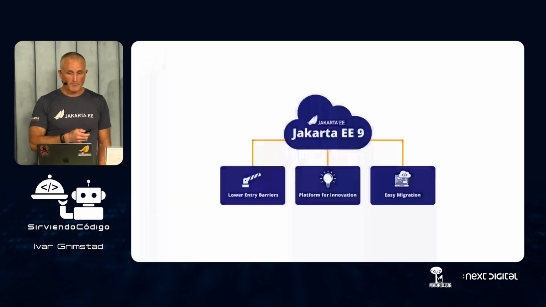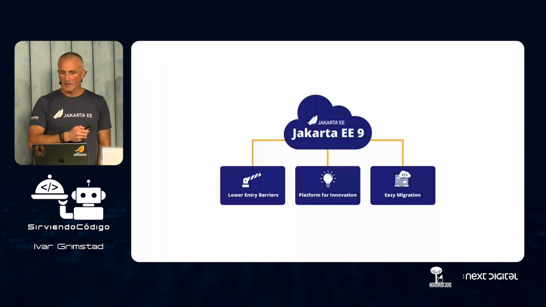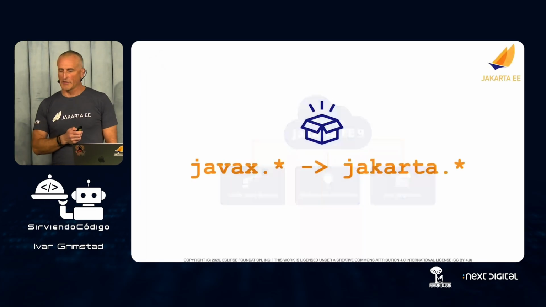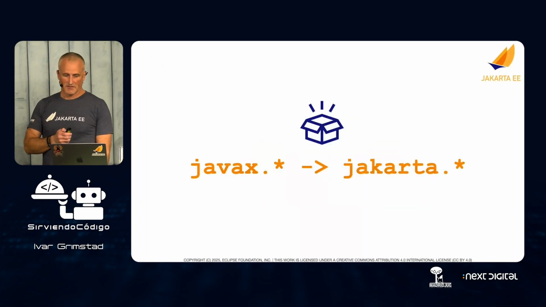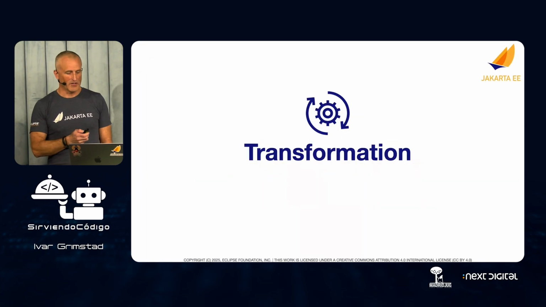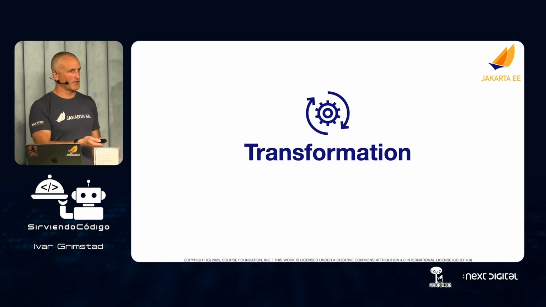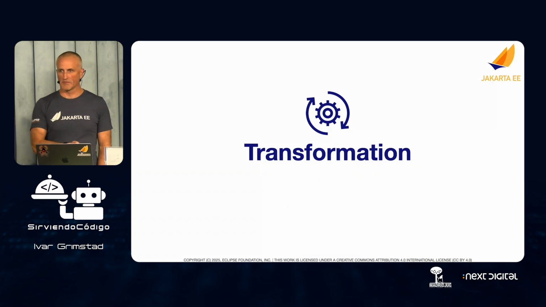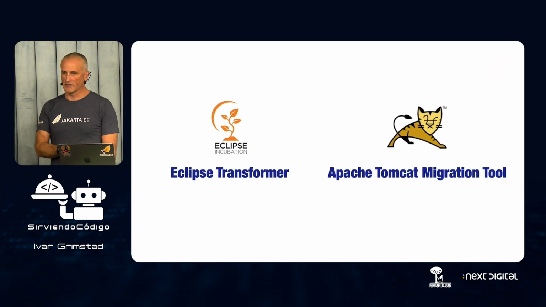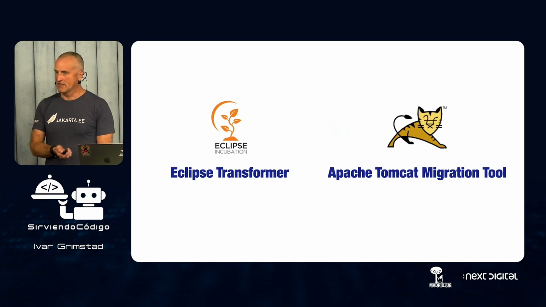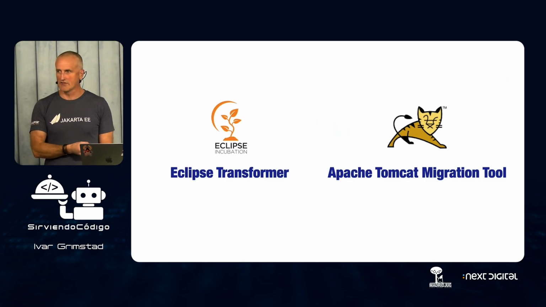To sum up, Jakarta EE 9 did the namespace change that we're not going to do again, hopefully. But if we have to, we have some pretty cool tooling for it. We created some transformer tools. There's the Eclipse Transformer that does the transformation of the code for you, at the bytecode level.